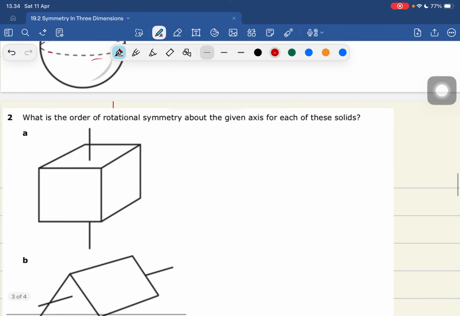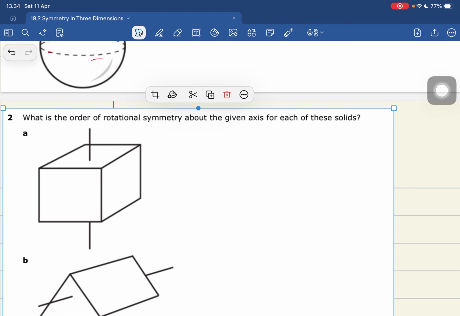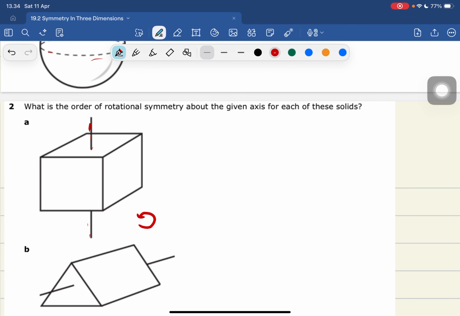Okay, order of rotational symmetry. So look at the axis. We can rotate it 360 degrees. So first 90 degrees, they are equal, so we count it as 1. Then again, it's going to be the same thing, 2. And we continue again, equal, 3. And back to its own position, 4. So we got 4.